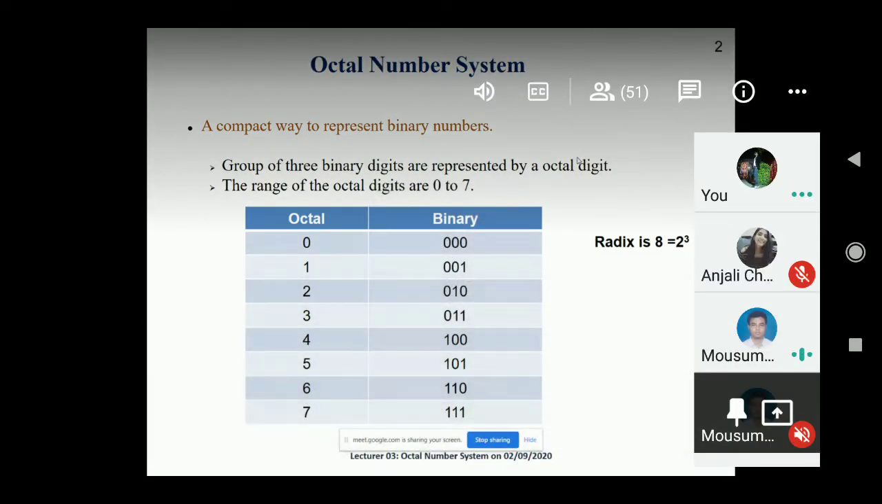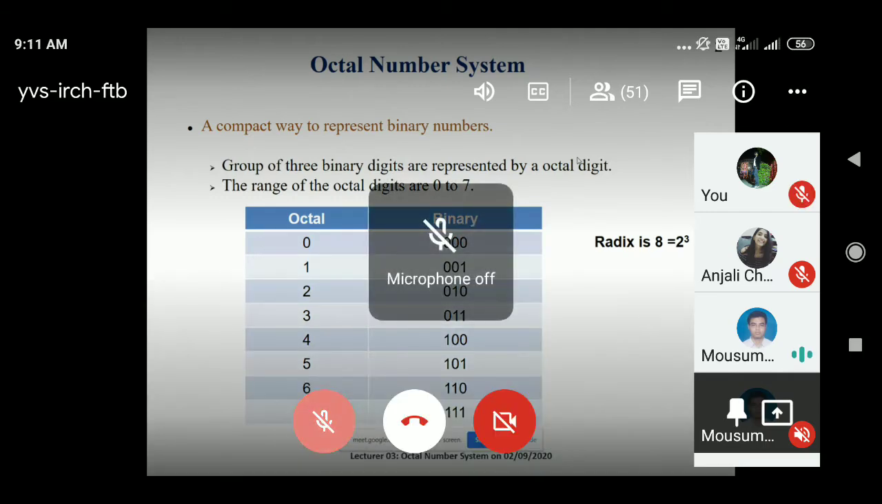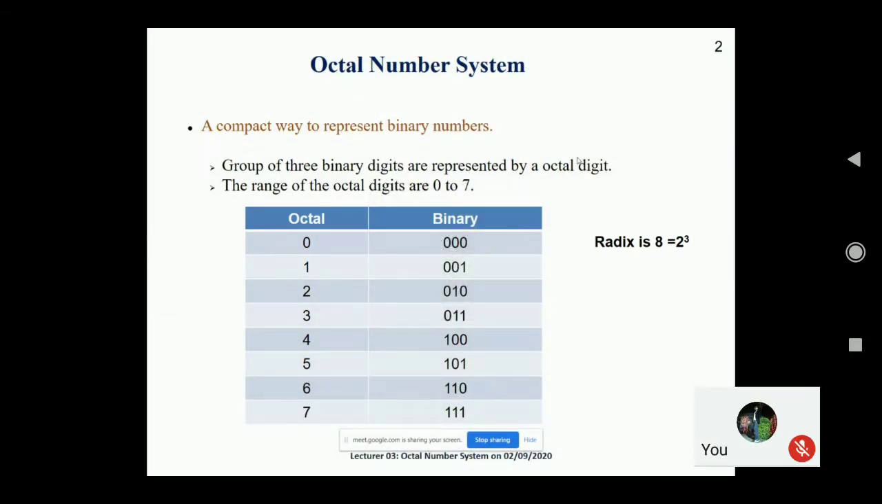So what happens? See here. We are representing the range of the octal digits as 0 to 7. Why is it 0 to 7? Because the minimum value is 0 and the maximum value is 7.